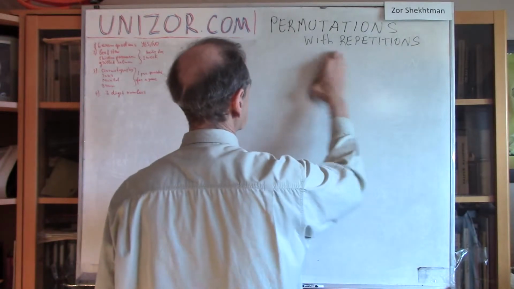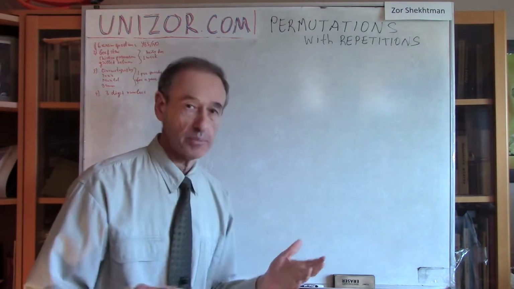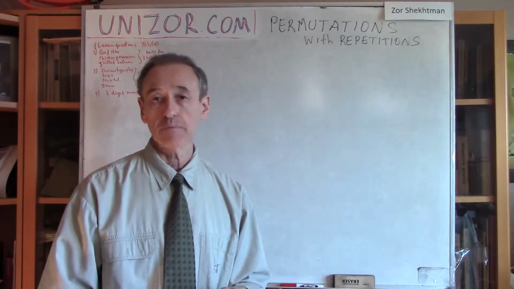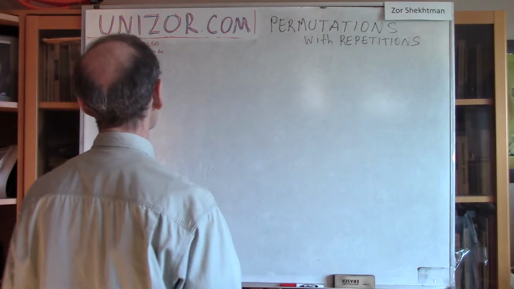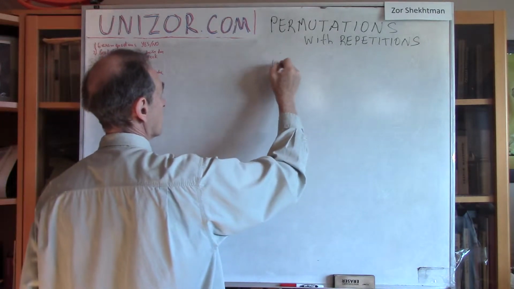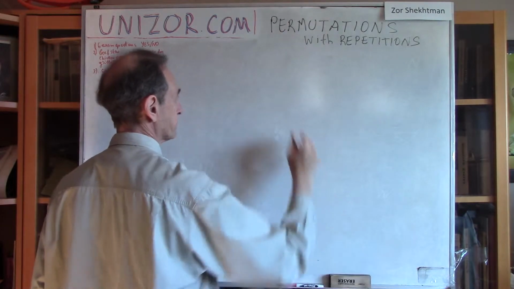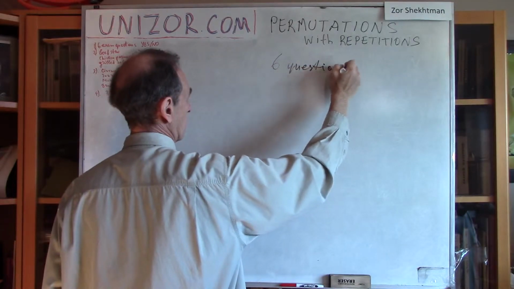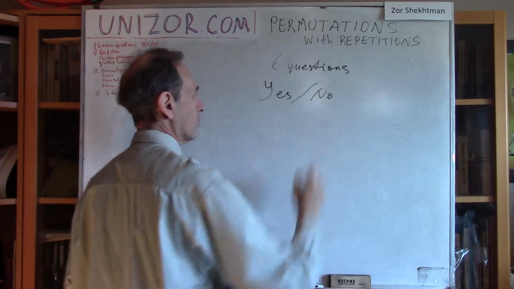Now, instead, what I will do is I will have a couple of examples. I have 4 examples here, practical examples, real problems, where permutations with repetitions are used. So here they are. Now, first one, let's consider you have 6 questions on the exam. Now, each question can be either yes or no.